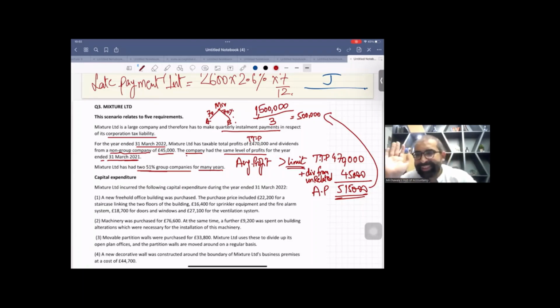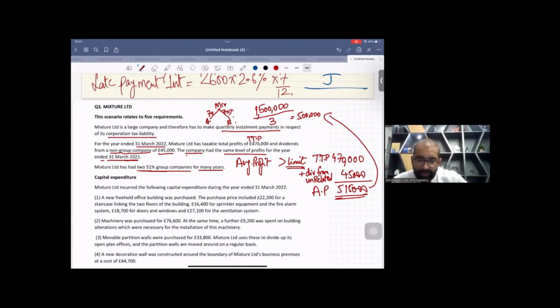Now one thing. I pray that you remember this thing. Listen. Dividends are not taxable at all in companies. You always apply 19% on TTP for corporation tax purpose, right? Let's move to the requirement.